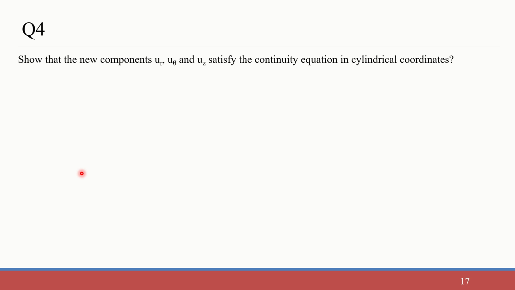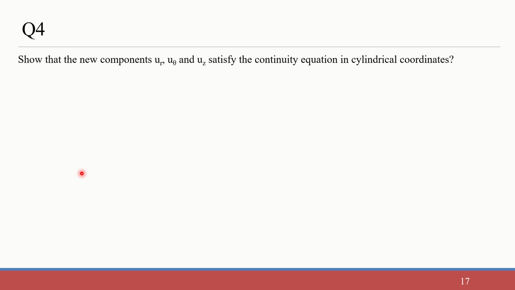So what are we asked to do? I think, okay, we didn't do it directly, but we did it in the Cartesian coordinates. Cartesian coordinates we did in the last problem itself, even though it was not required in the question. So similarly, what is asked in question 4: show that new components UR, U theta and UZ satisfy the continuity equation in cylindrical coordinates.